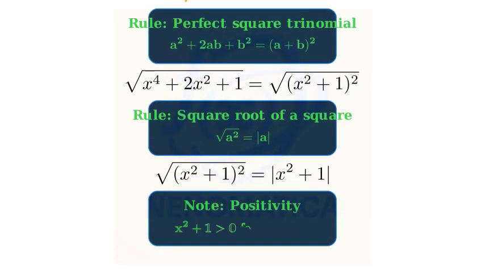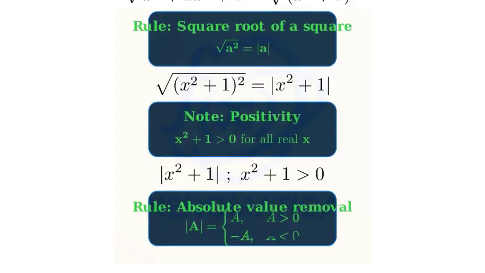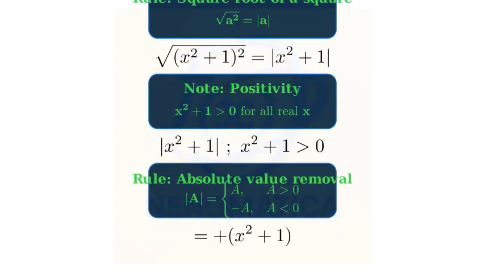We'll show a quick note. In the reference solution, this is written on the same line after a semicolon: absolute value of x squared plus 1; x squared plus 1 greater than 0. Step 4. Because the inside is positive, the absolute value equals the positive expression itself. The reference solution shows a leading plus sign, plus parentheses x squared plus 1. We'll show the removal rule. Then write plus x squared plus 1.